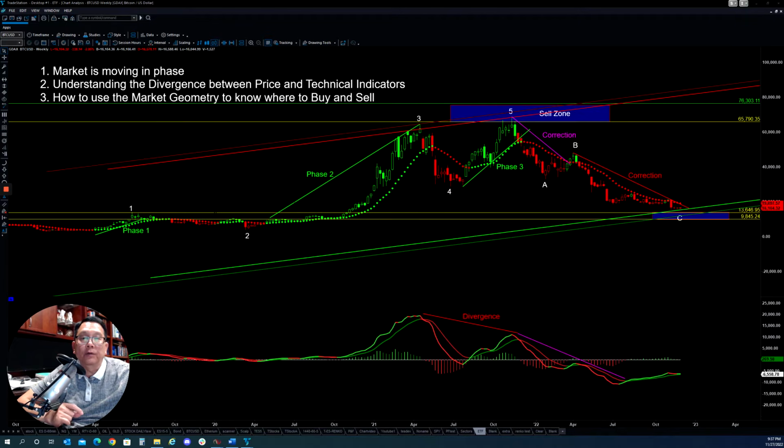So first of all, talking about the phases, because any market will move in phases. Phase number one is what I call the accumulation phase. That's where the institutions come in and start buying the crypto. This is the chart of Bitcoin right here.